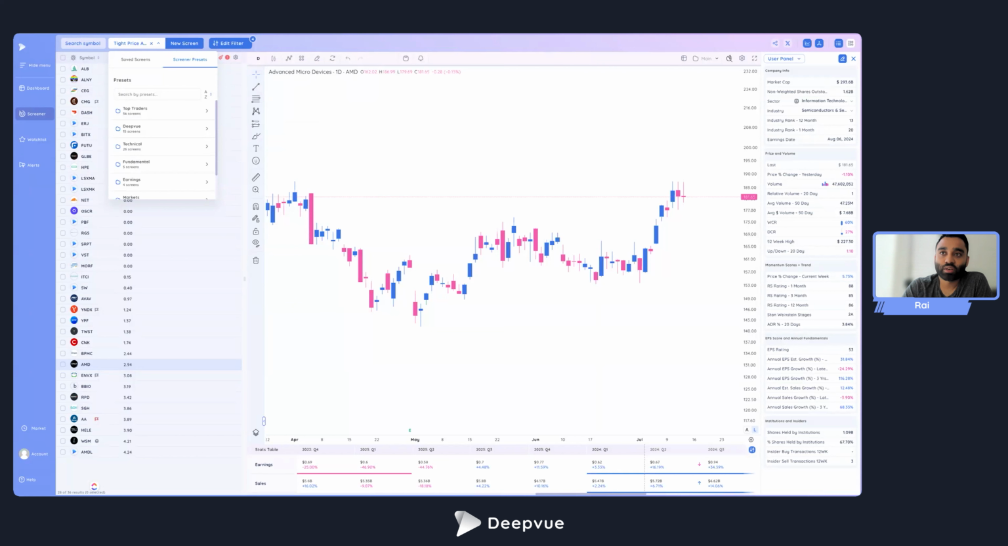Let's just pick Stan Weinstein. He didn't just wake up one day and say there are 4 stages for a stock and that's how things work in the markets.